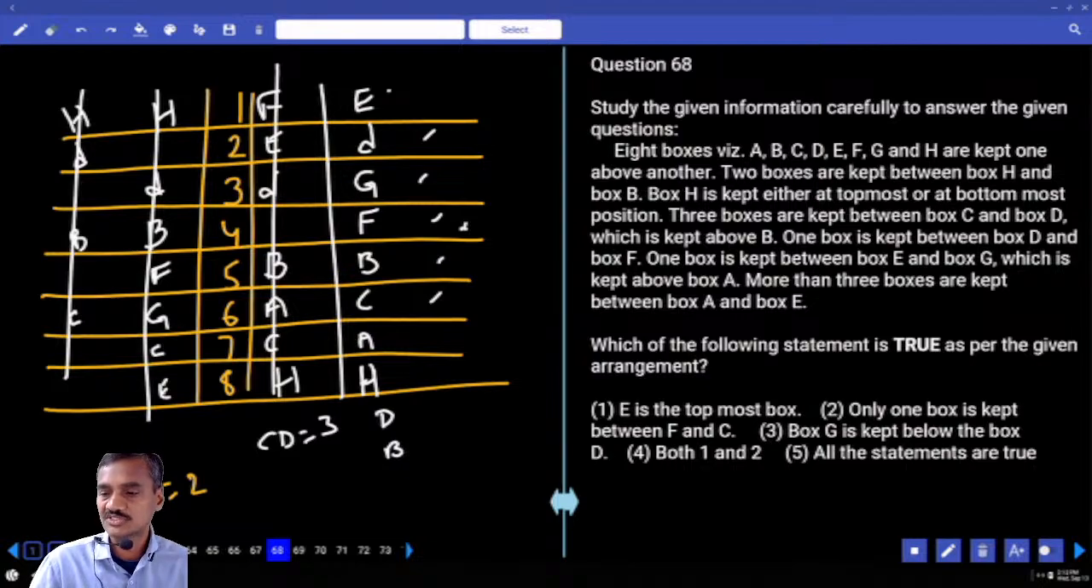Then which of the following statements is true? E is at the topmost box, that is definitely true. And one box between F and C, that is also true. And so all the statements are true, choice 5, question number 68.